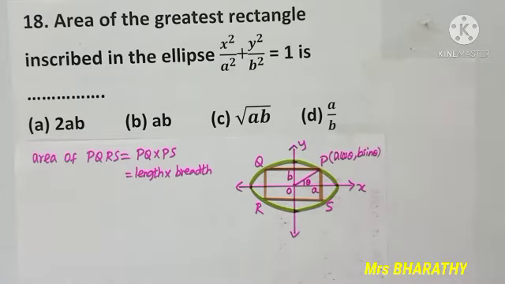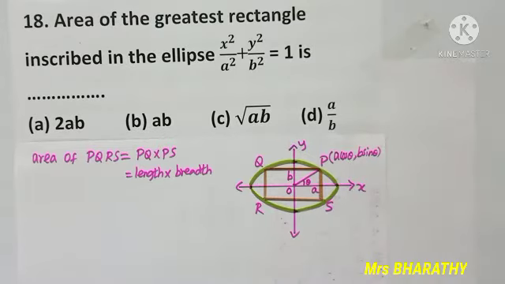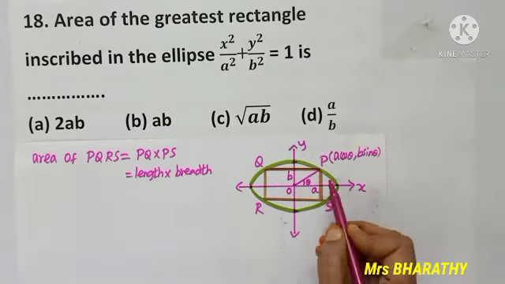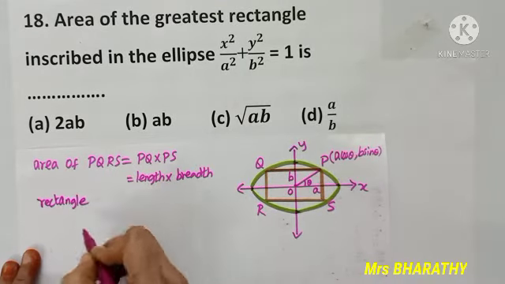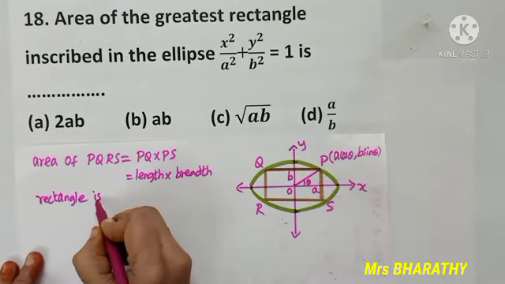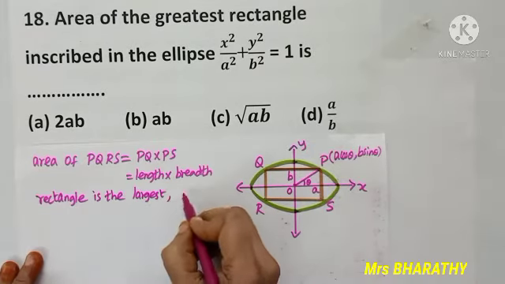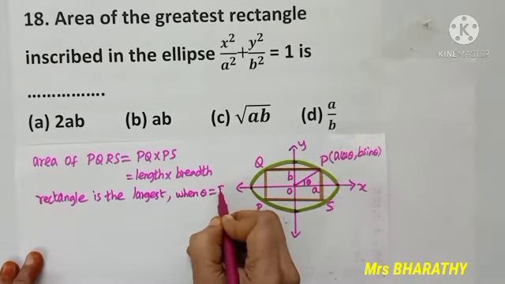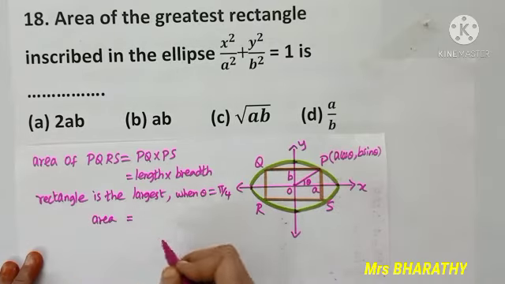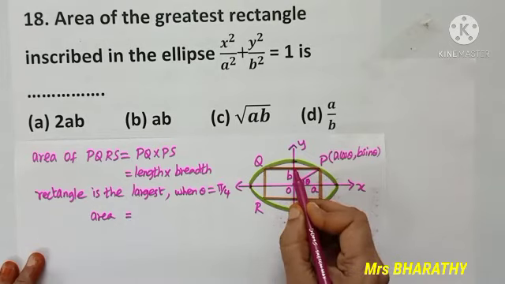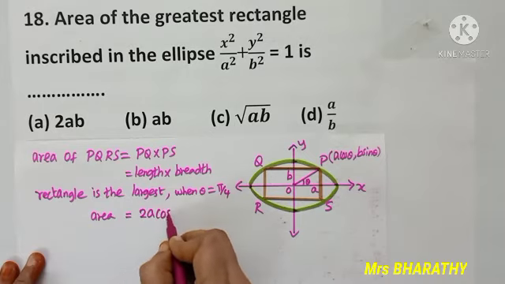We know any point on the ellipse will be A cos theta, B sin theta. We say the rectangle is largest when the angle theta is pi by 4. So the rectangle is the biggest when theta equals pi by 4. What is the length actually? So area, we have A cos theta plus A cos theta. So the length is 2A cos theta.